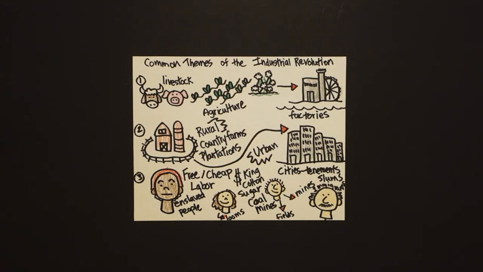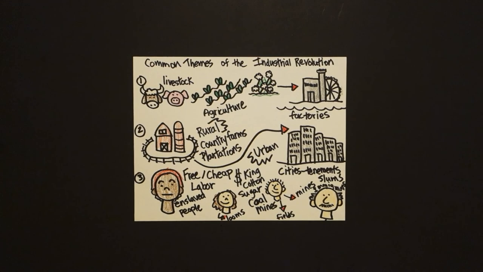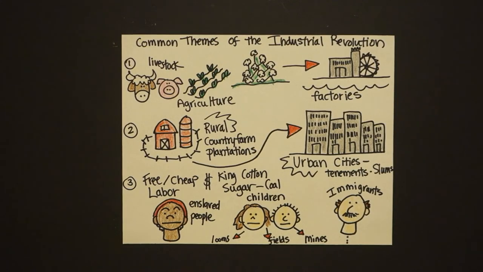All right, let's see what this looks like all colored in. Okay, here are my common themes of the Industrial Revolution, all colored in. This is part one. We'll probably have to do a couple of more because transportation was involved and new inventions.